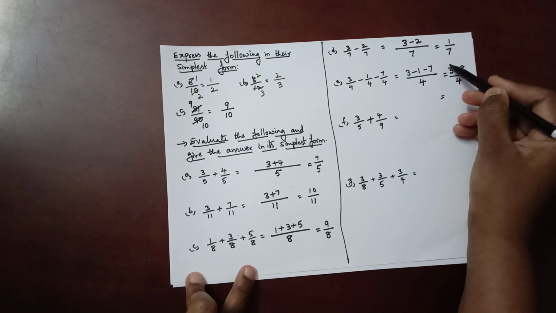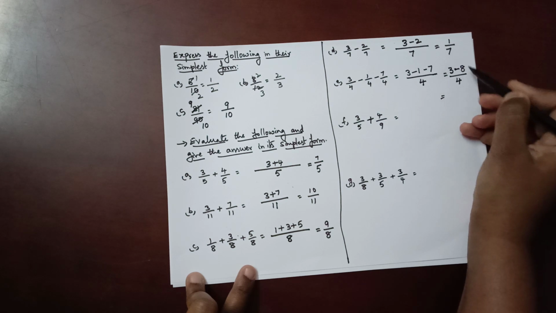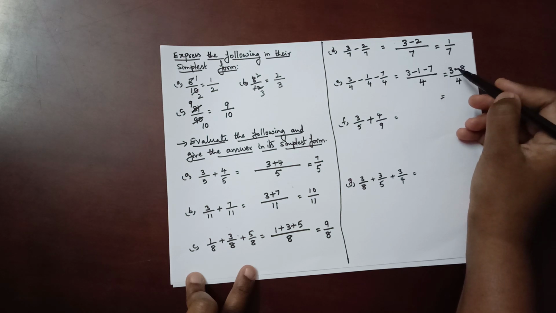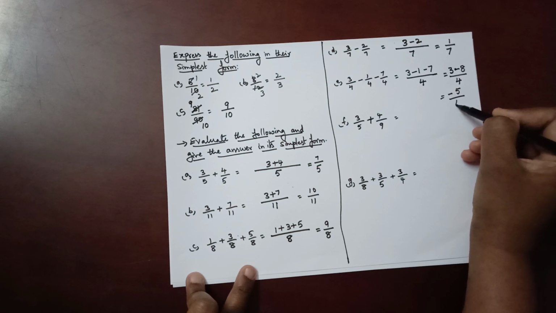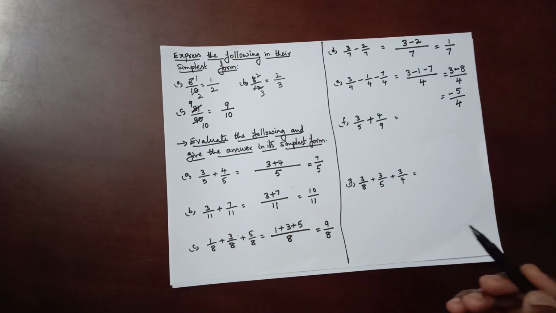So now this is positive, this is negative. In integers, when one is positive and the other is negative, we subtract and keep the sign of the bigger one. 8 minus 3 is 5. 8 is the bigger one, the sign is minus. Minus 5 by 4.